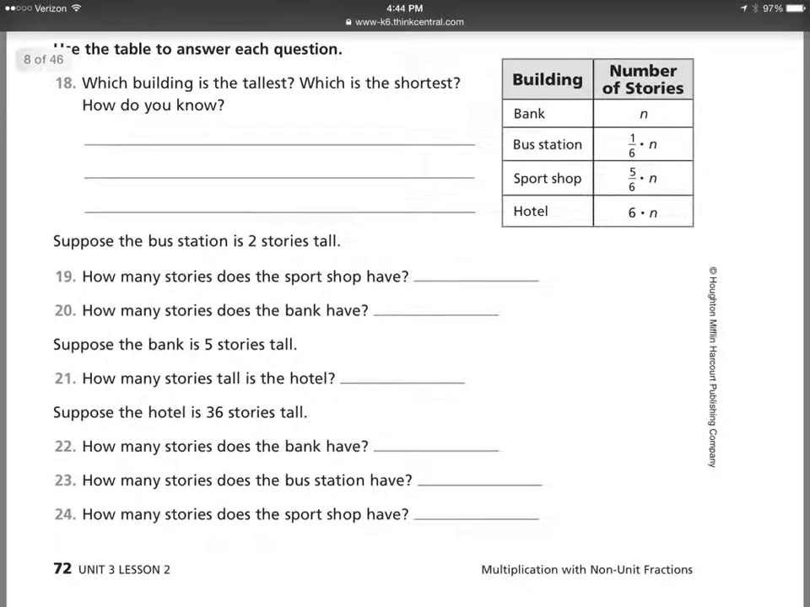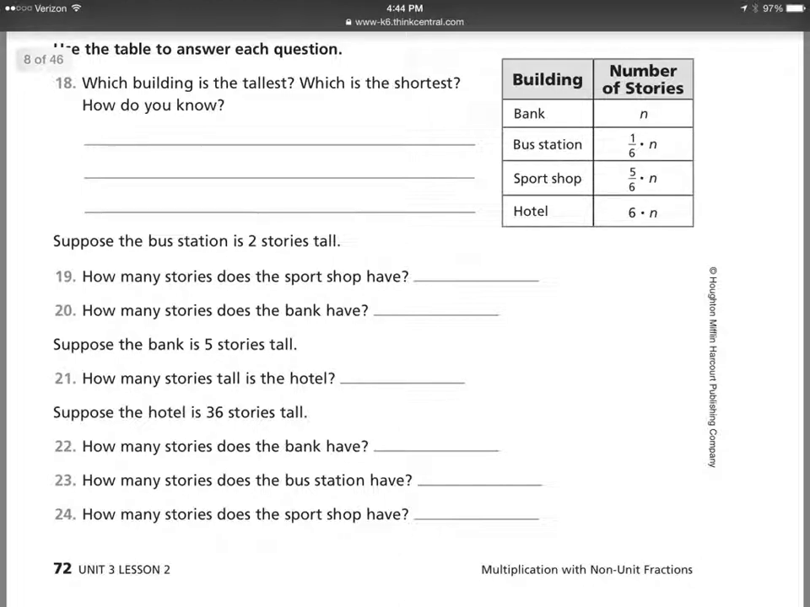I think utilizing all the information you've learned in the last 2 days, you should be able to do number 18 on your own. Number 19 and 20 we will do together right now, and the rest of this page you will complete afterwards on your own.